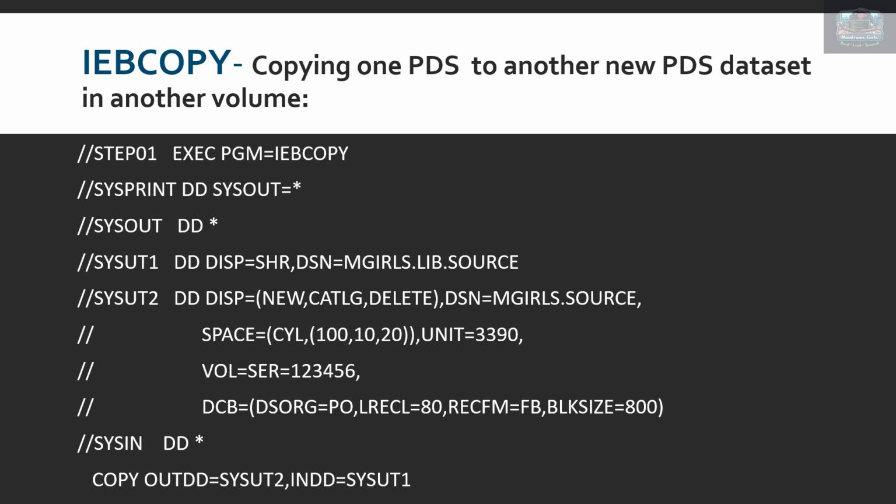So this is the first one I'm telling you: copying one PDS to another, new PDS, which is in a different volume. If you want to copy, this is the source file which you want to copy, and you mention it as SHR. And here I'm creating a new PDS with 20 directory blocks, and I'm copying this PDS to this PDS.